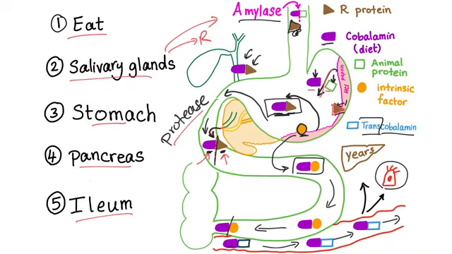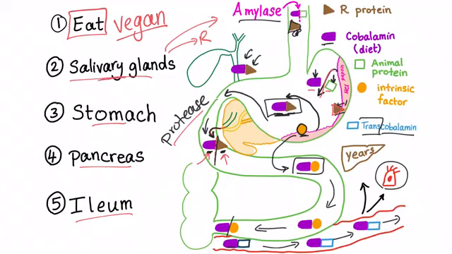Let's go to the first step, eating. Dietary deficiency, which is rare except if you are a strict vegan. Okay, these people only eat vegetables. Vegetables have very little vitamin B12 and it's harder to absorb it.